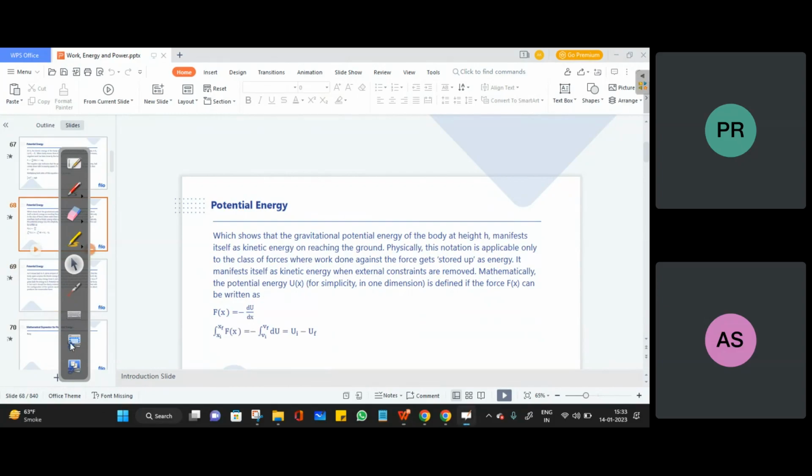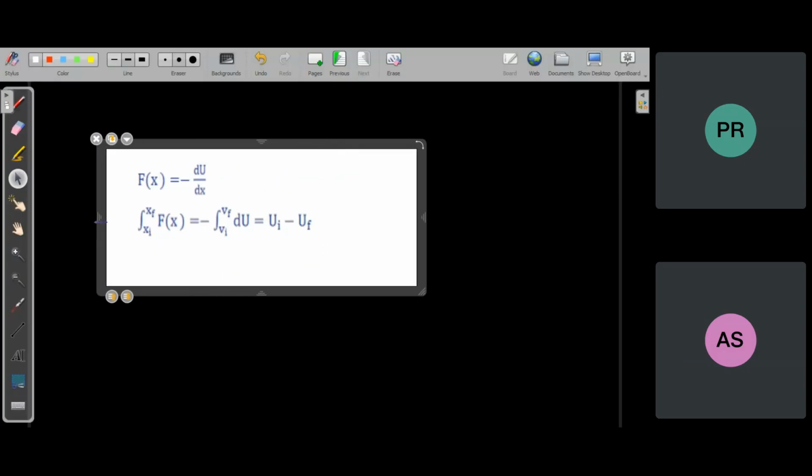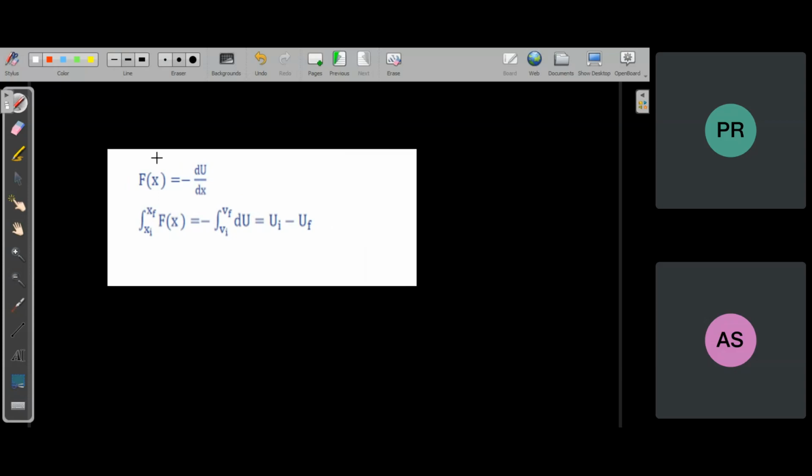Okay, so now here you can see the same thing can be written mathematically like this. For example, if you cross multiply this expression, you will get exactly what I said. You will get the work done by conservative force, F dot dx, and that is equal to minus dU, right?